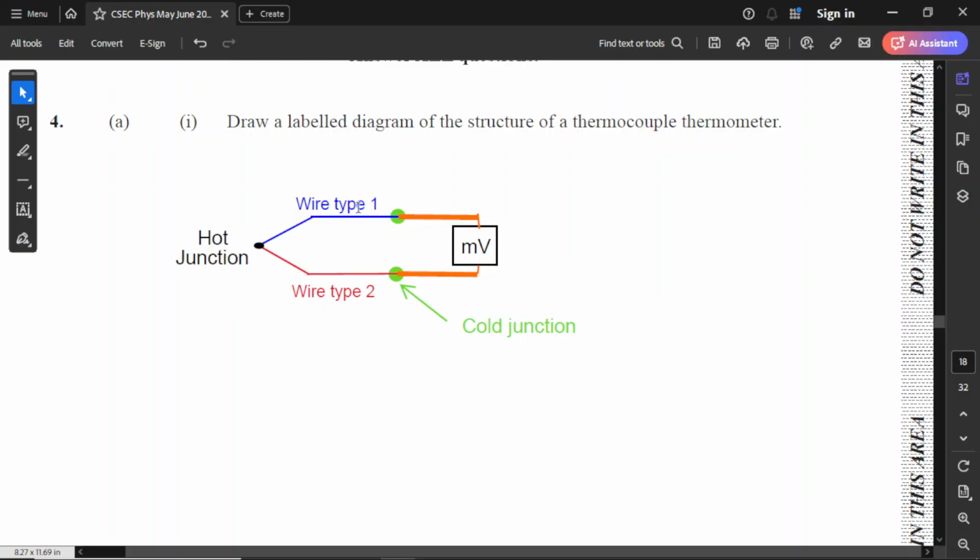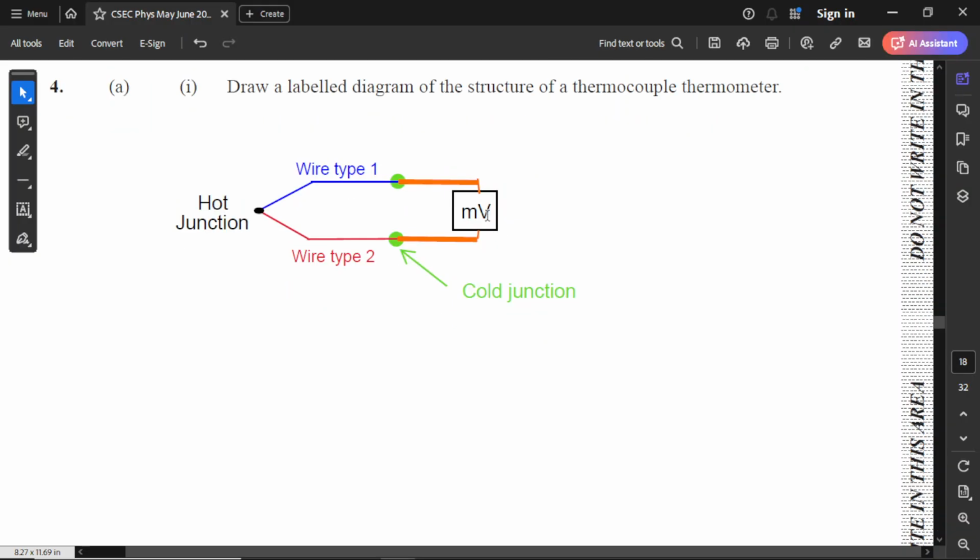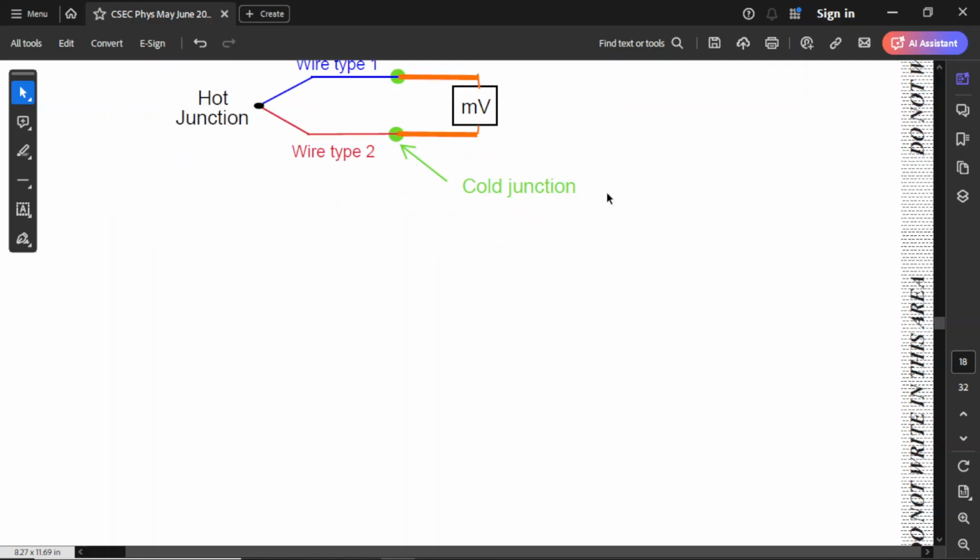We have wire type 1 and wire type 2 because there are 2 different wires being used. And we have what they call a cold junction where it is connected. And we have our millivolts reading at the end right there. And of course, once you have a difference or change in the millivoltage that is generated based on the heat, then we know that we can convert that in terms of what the temperature is.